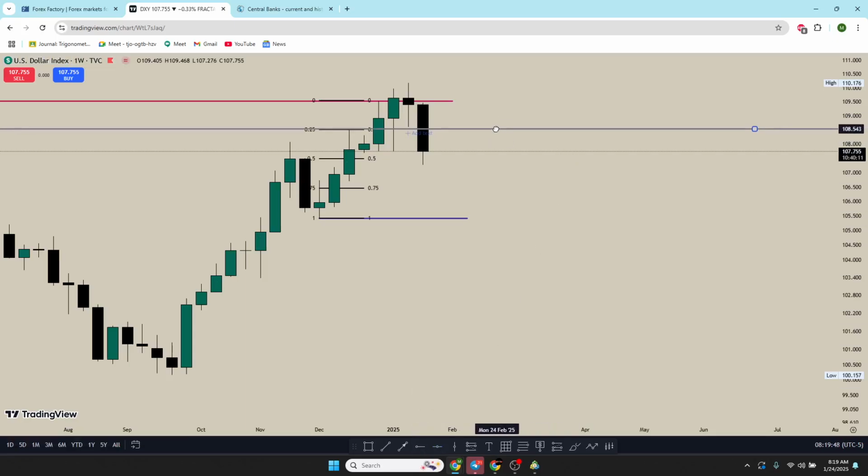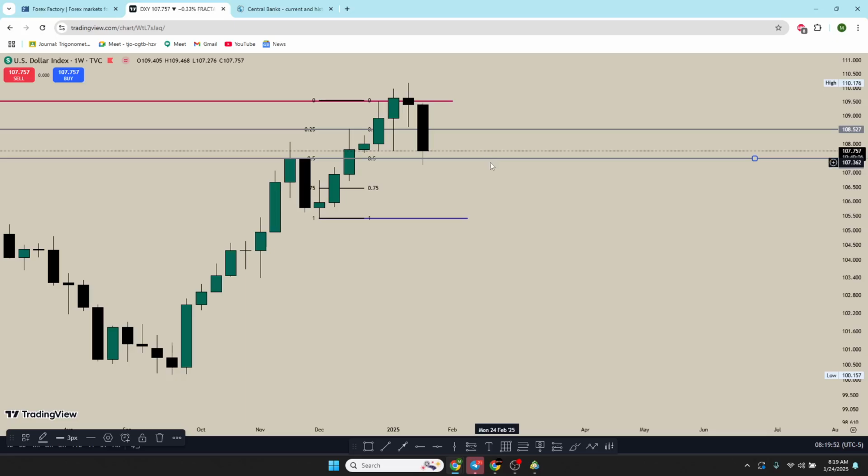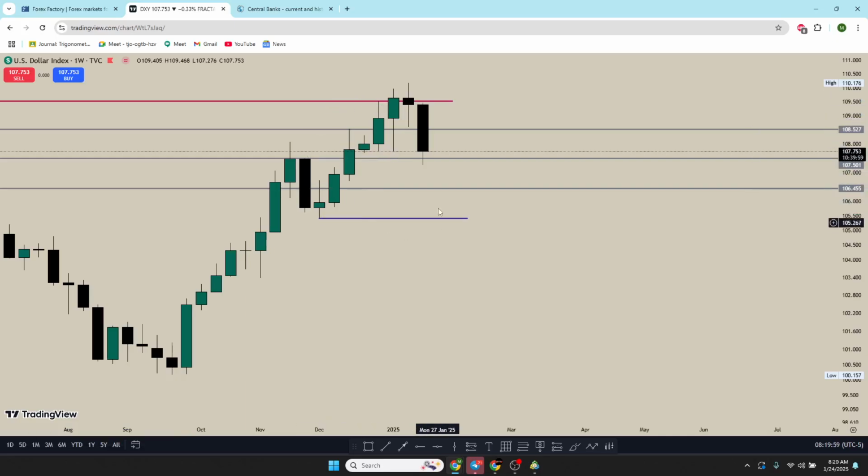We have the quarter, the half, and 3/4, right? Let me delete this. The reason why I'm drawing these out is because if this is a range from low to high, and we draw out the gradients, we can get our precise premium and discount levels. So with this being the 50%, anything below it would be a discount, anything above it would be a premium.